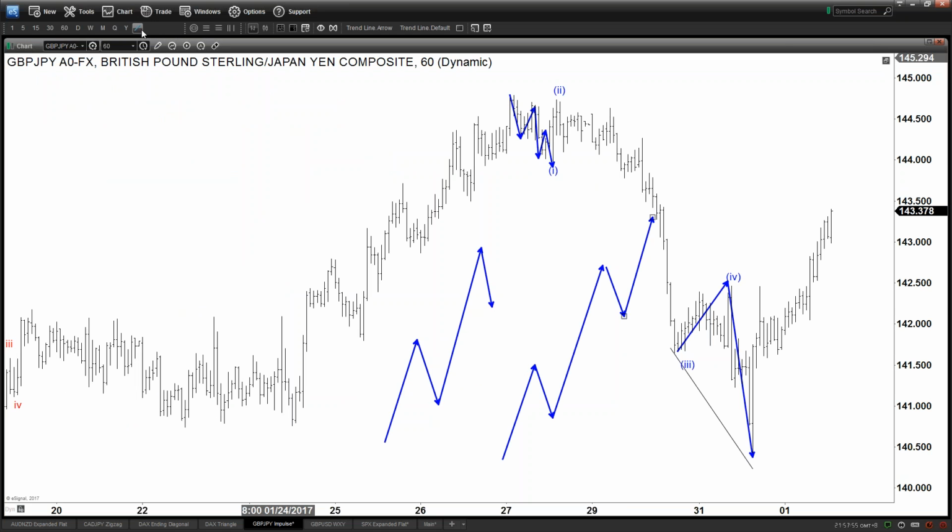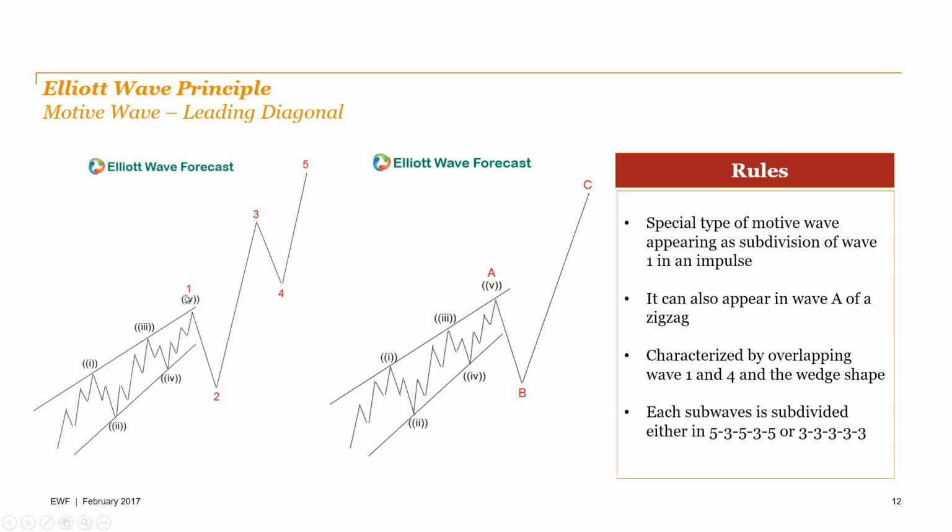So in other words, you can even have a 3, 3, something like this, 3, 3 like this. But sort of the characteristic is this is appearing in a zigzag, an ABC, where you see a leading diagonal in the wave A. The characteristic is overlapping between wave 1 and wave 4.